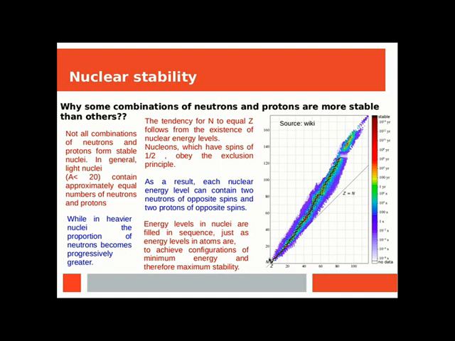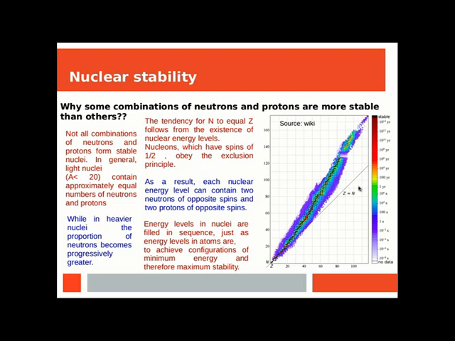This thing is evident from this graph. You can see the x-axis indicates the atomic number and the y-axis indicates the number of neutrons, which is mass number minus the atomic number. Now you see that this line corresponds to the Z equal to N situation, and these are the various elements plotted. You can see that as the atomic number increases, this graph deviates more and more from the Z equal to N line.